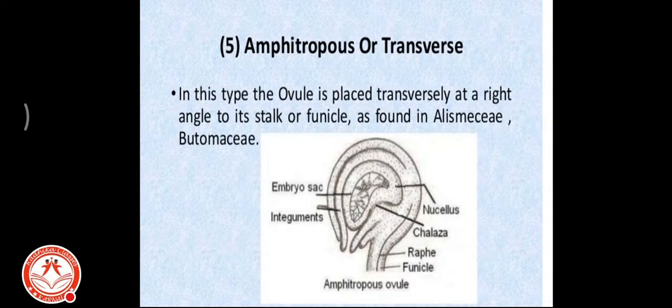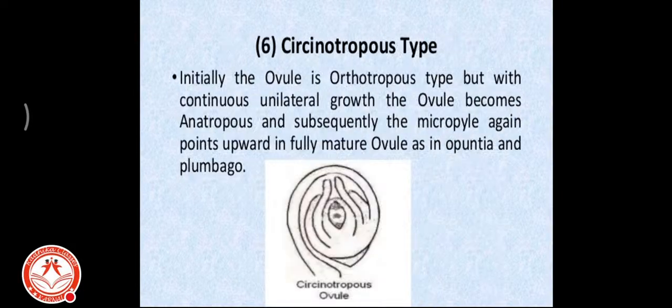Amphitropous ovule or transverse ovule. In this type, the ovule is placed transversely at a right angle to its stalk or funicle. See here also the term right angle is used, but here it is a right angle to its stalk or funicle, as found in the Alismataceae family and Butomaceae family.